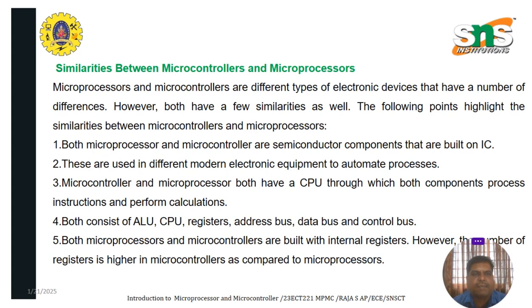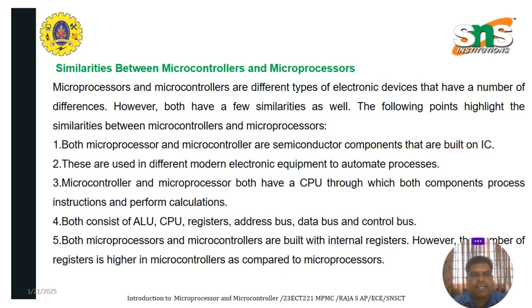Both microprocessor and microcontroller are semiconductor components that are built on ICs, that is integrated chips. That is, both have the property of electronic circuits. These are used in different modern electronic equipment to automate processes. Microcontroller and microprocessor both have a CPU through which both components process instructions and perform calculations. That is, both have a CPU, and they perform mathematical and logical operations and also different kinds of instruction applications.